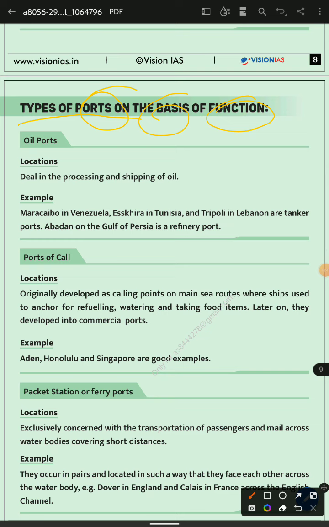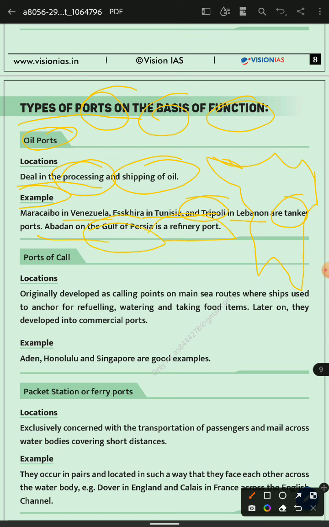What is the function? The oil ports. Oil ports deal with the shipment of oil. The examples are Morocco and Venezuela, and Tunisia, Tripoli, African countries. Tunisia and Lebanon have tanks, and the Persian Gulf ports like Aden, Honolulu and Singapore are examples.